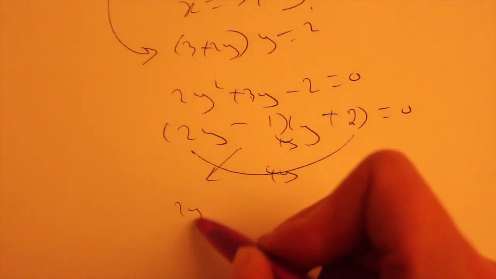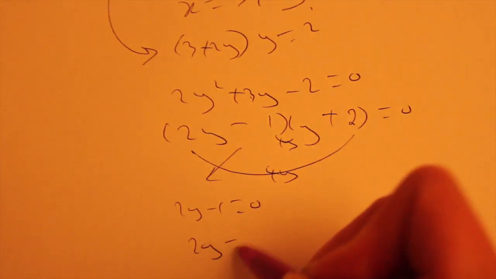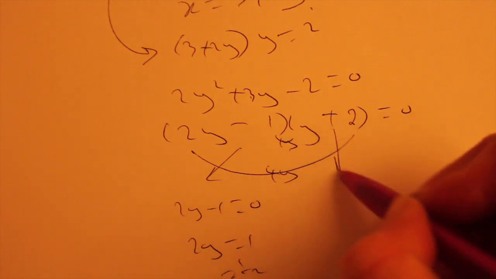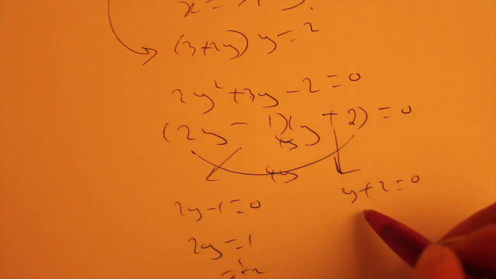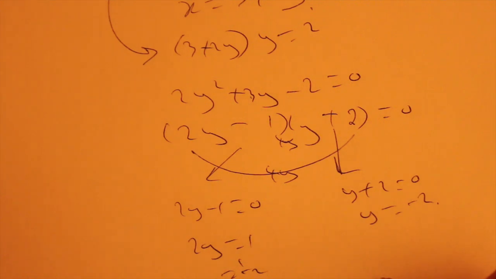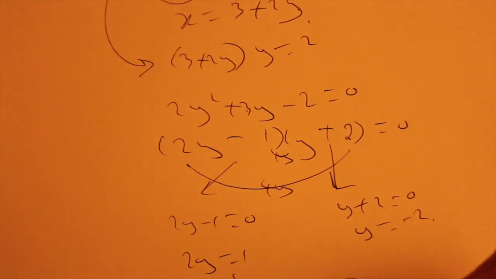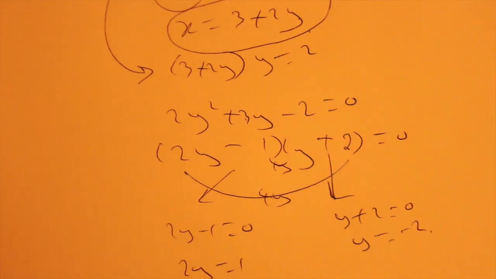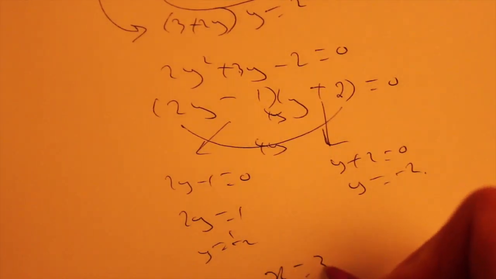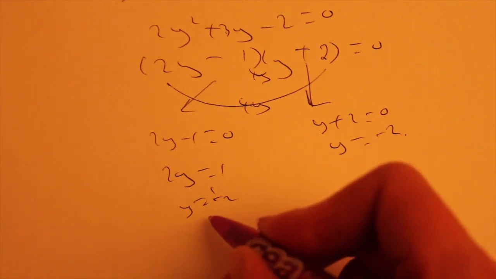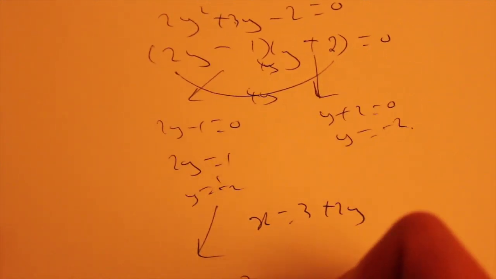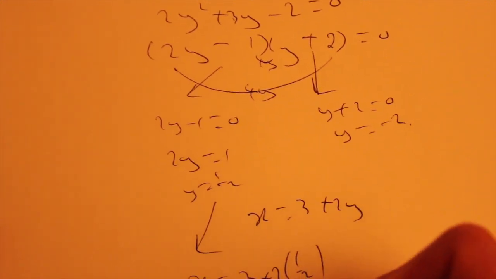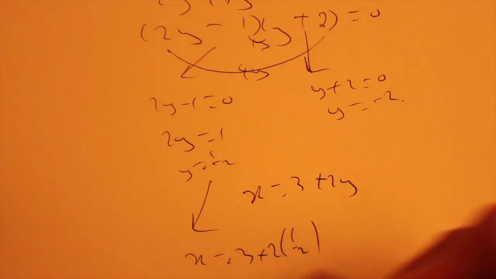Put each bracket equal to 0. So 2y equals 1, y equals a half, and y plus 2 equals 0, y equals minus 2. At this stage, most people think they're finished and they forget to substitute it back in to get x. So x equals 3 plus 2y. On this side, you've got x equals 3 plus 2 times a half, which is 1. 3 add 1 gives you 4.